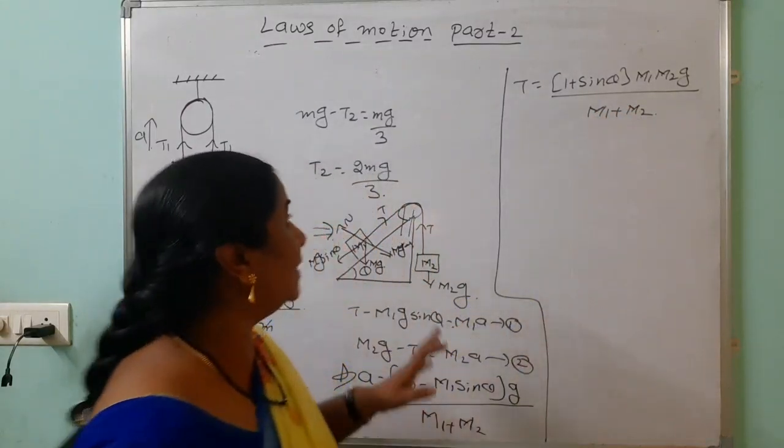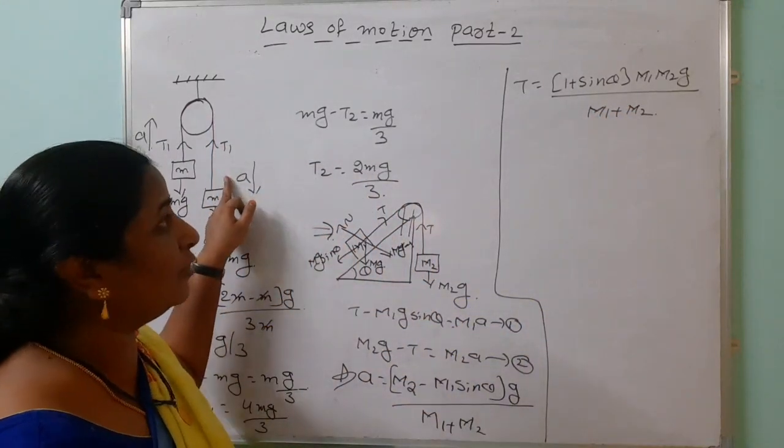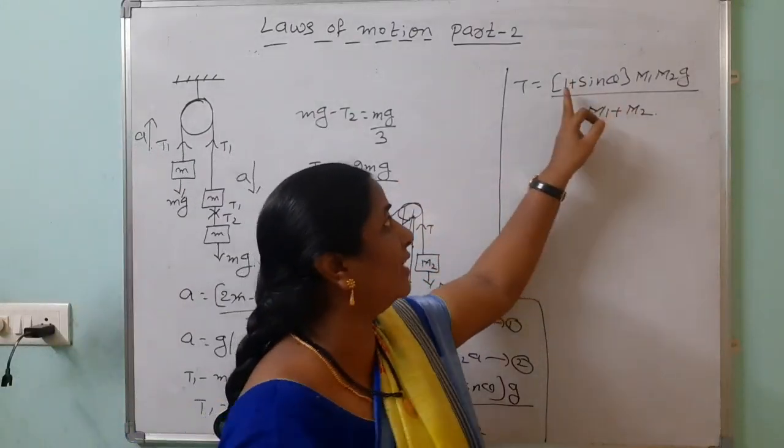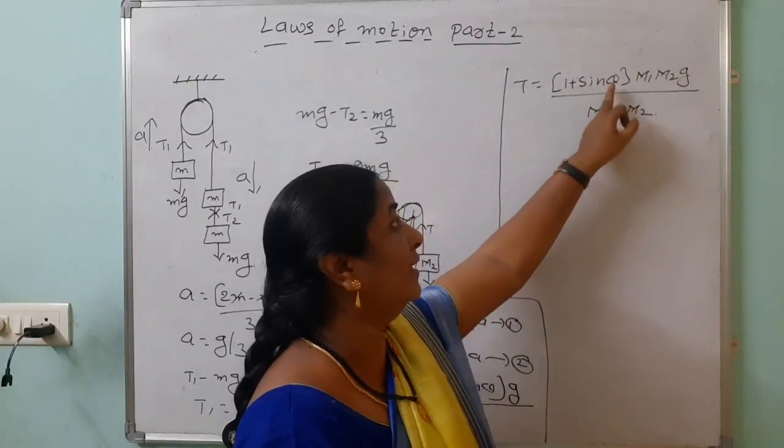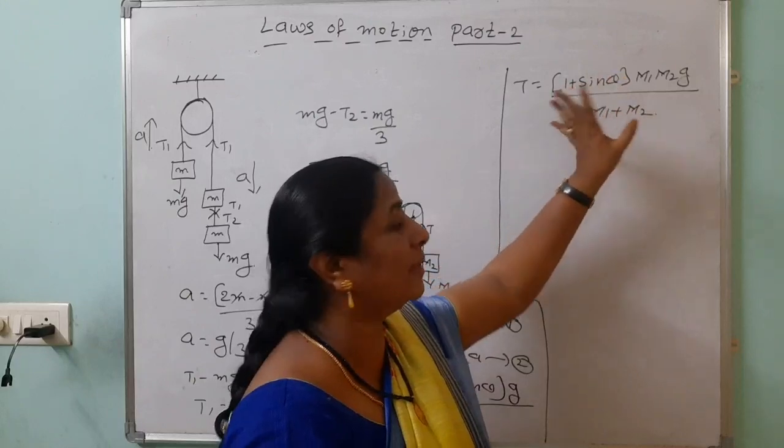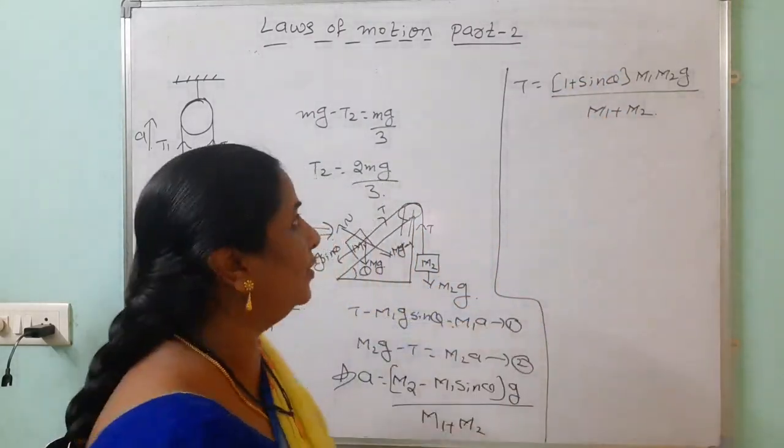Suppose in this case, this type of Atwood machine, we are getting the 2, but here in the other one we are taking 1 plus sin theta. If it is sin 90, we are getting 1 plus 1. Once again, you are getting the 2. We do one problem also.